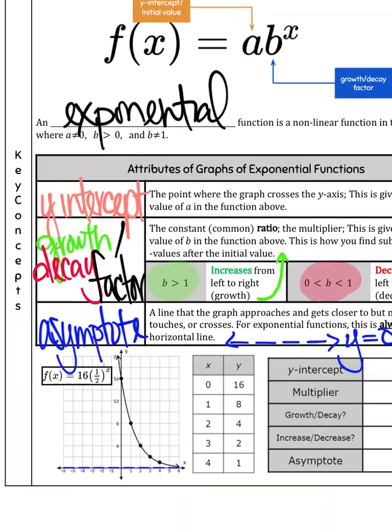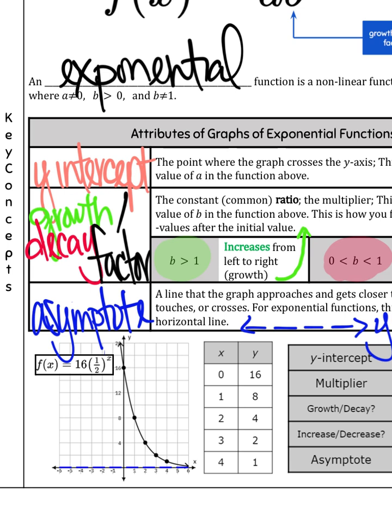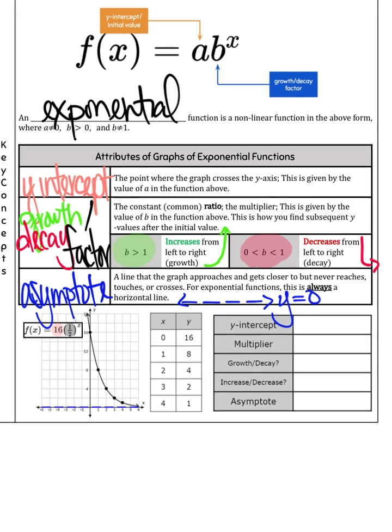Now let's look at the example that they provided for us. We have f of x is equal to 16 times 1/2 to the x power. Looking at this information, I know that my y-intercept is going to be in front of the parentheses, and my growth factor is going to be inside of the parentheses. So let's go ahead and answer all of these questions in this table to the right.